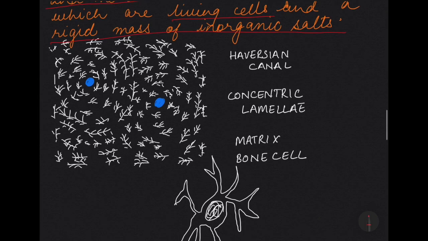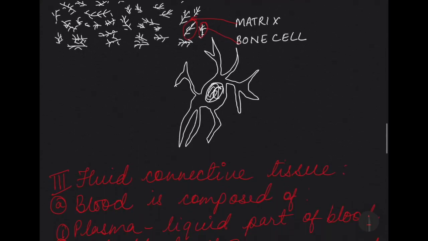So this is the diagram of the bone. It has a Haversian canal in the middle, a tiny hole there. Then these are the concentric lamellae. Then the matrix, the ground substance. And then these insect-like things that you see are the bone cells. If you look at one enlarged bone cell, it looks like this.